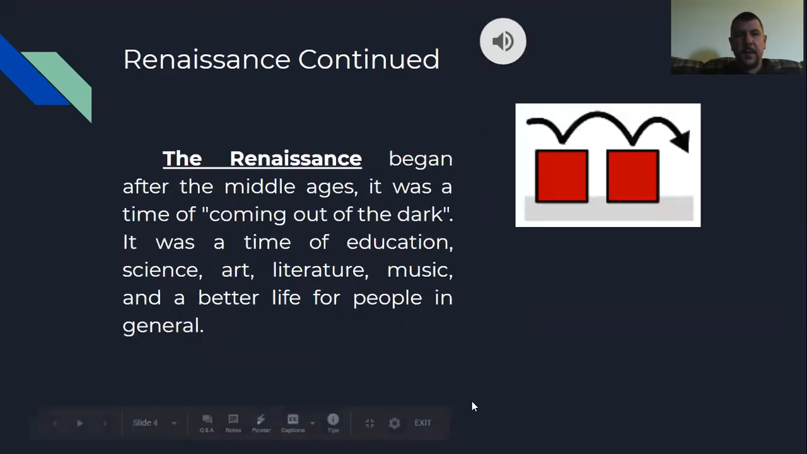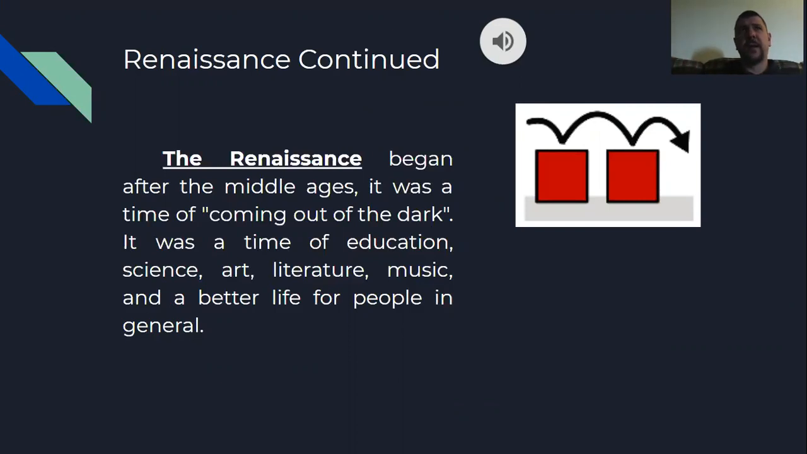So the Renaissance began after the Middle Ages. Like I said, on our timeline it started with the Dark Ages, then the Middle Ages, and then the Renaissance around 1500 AD. It was a time of coming out of the dark, and a time of education, science, art, literature, music, and a better life for people in general.